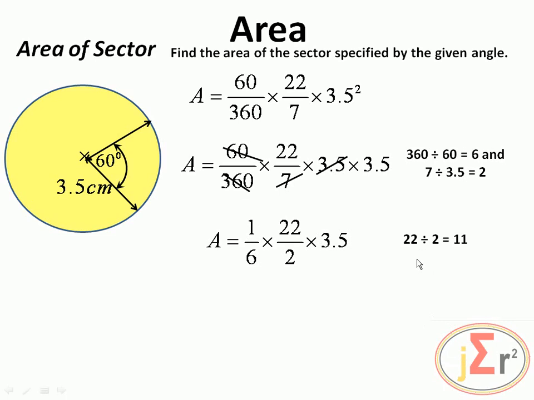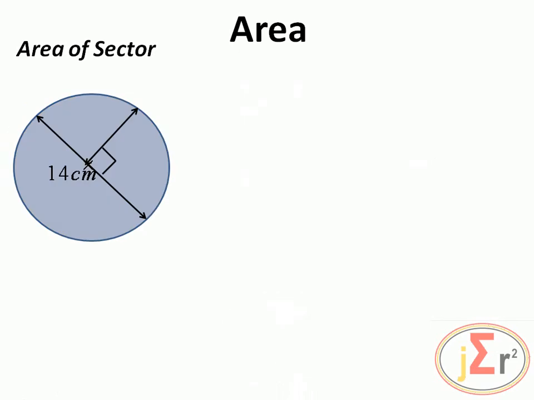Anything else to be reduced? Yes. 2 into 22. So we have 11 multiplied by, so we have 2 into 22 is 11. 11 multiplied by 35 to be divided by 6. And that's what we have right there. And the result is 6.42 centimeters squared.